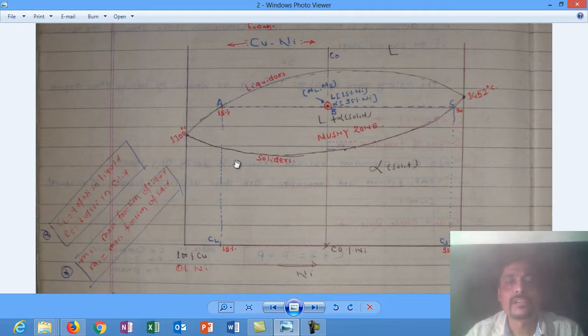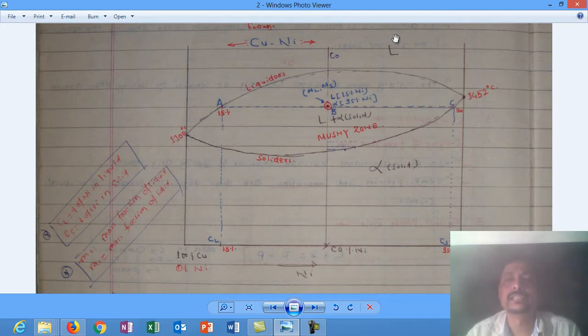This is solidus. That means this line separates the mushy zone from the solid phase. The solidus separates the mushy zone and alpha. This is solid. The solid phase is represented by alpha, and the liquid phase is represented by L.